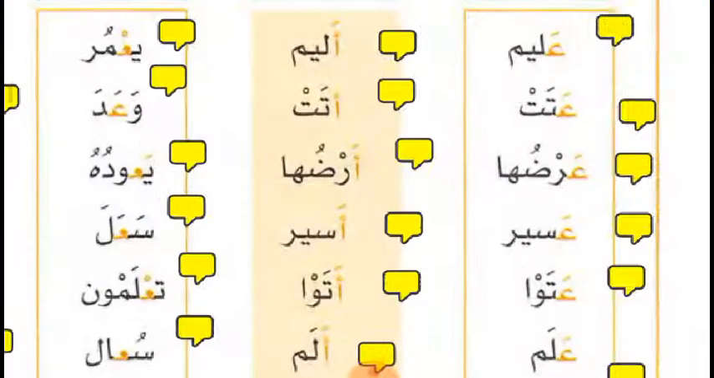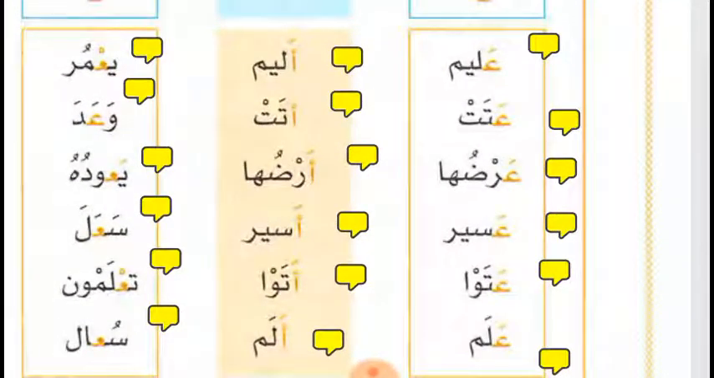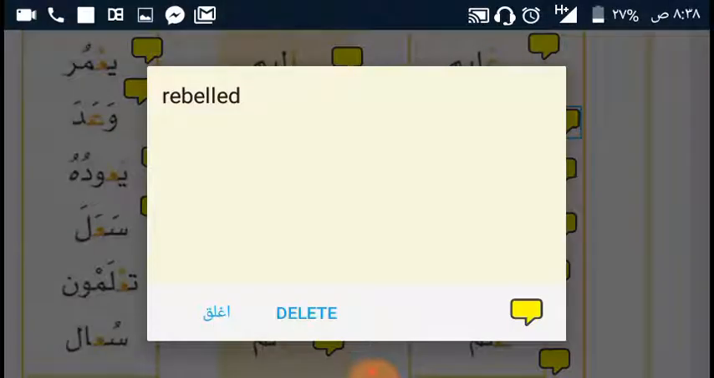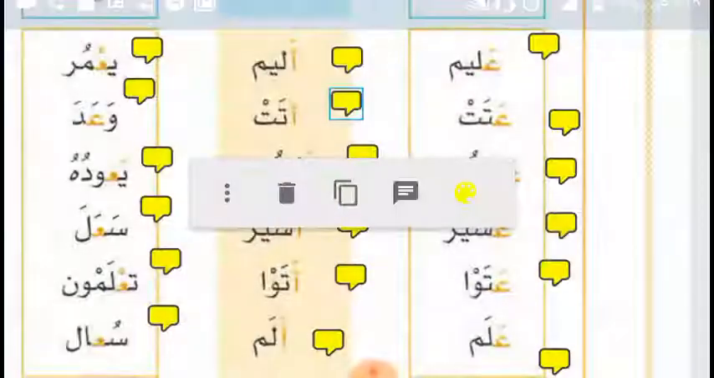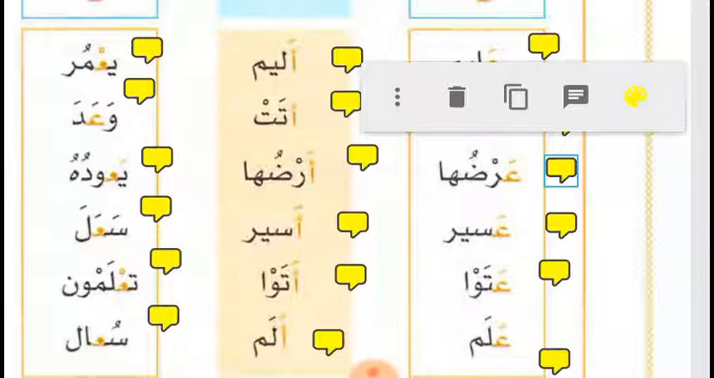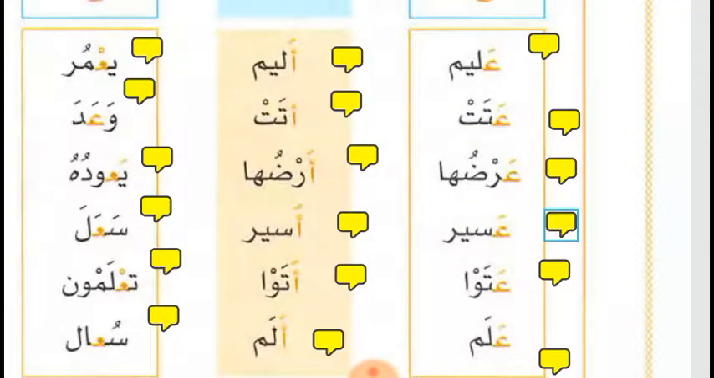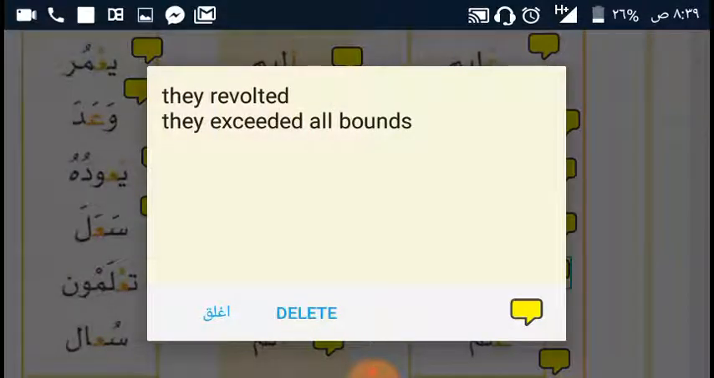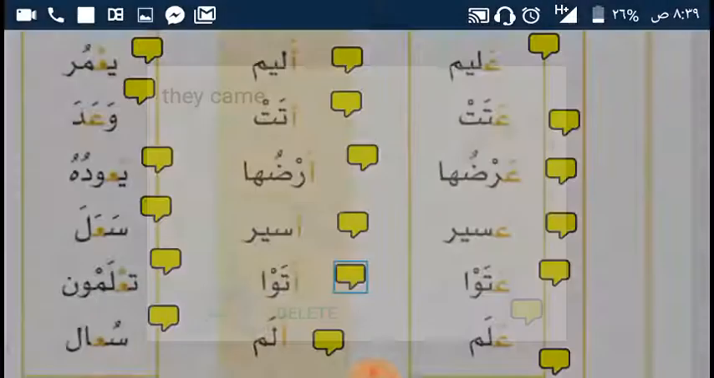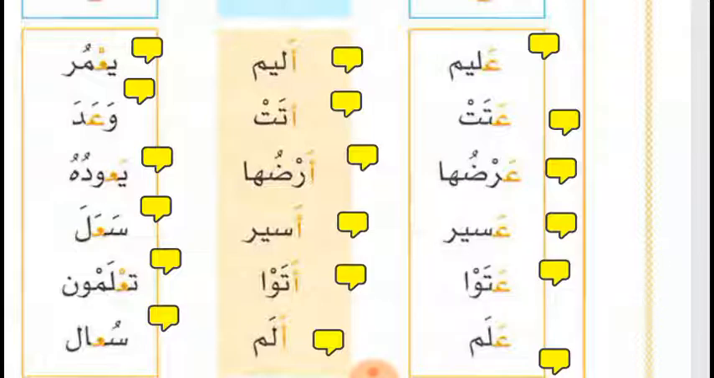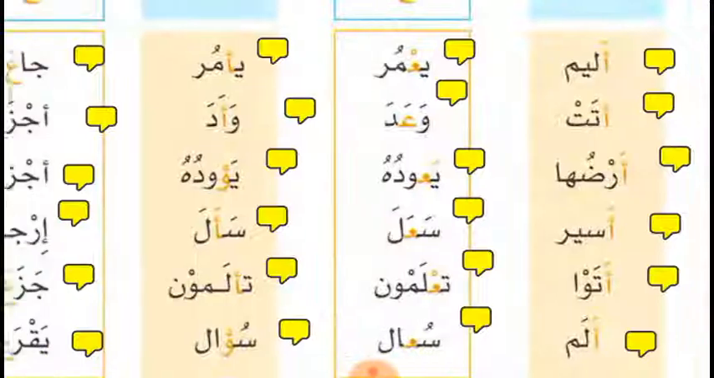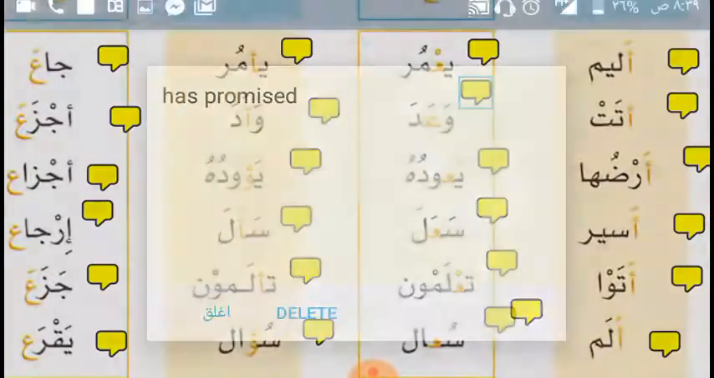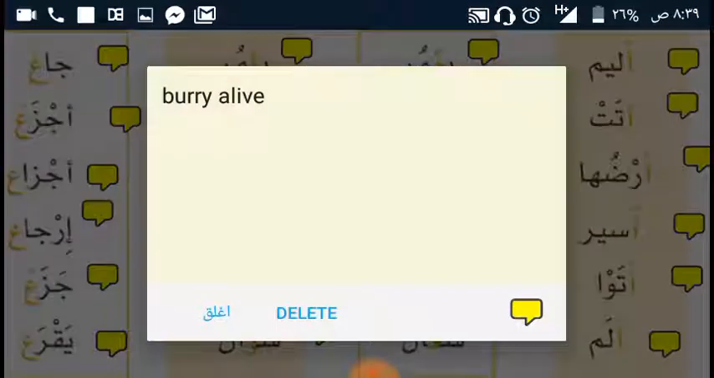Okay. Now I will read the meanings of all these words. If you want to memorize these meanings, then watch the video, and in the video you will see all these meanings in written form. Alim means the one who knows everything. Alim means painful. Atat means revered. Atat means it came. Arduha means her width, and also her land. Asir means difficult, and also captive. Atau means they revolted, they exceeded all bounds, and also they came. Alam means flag. Alam means pain. And then we have Ya'mur, which means will maintain, and also ordering. Wa'ada has promised. Wa'ada means bury alive.